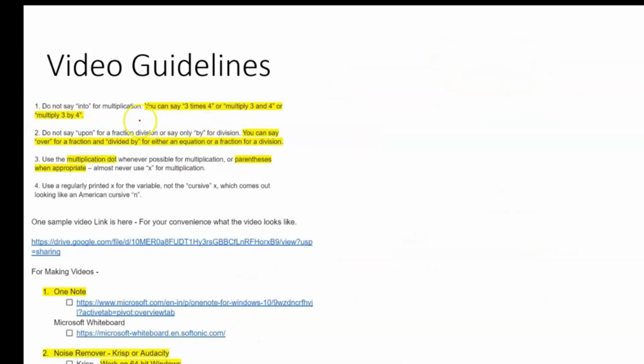Next and foremost, for multiplication, what we as Indians say as "into", you should rather say as 3 times 4, or multiply 3 and 4, or multiply 3 by 4. Better always use "multiply 3 and 4". It becomes much easier for you. Similarly, do not say "upon" or "by" for division, rather say "divided by". It will help you more. So I would recommend you to use "divided by" and "multiply number and number".